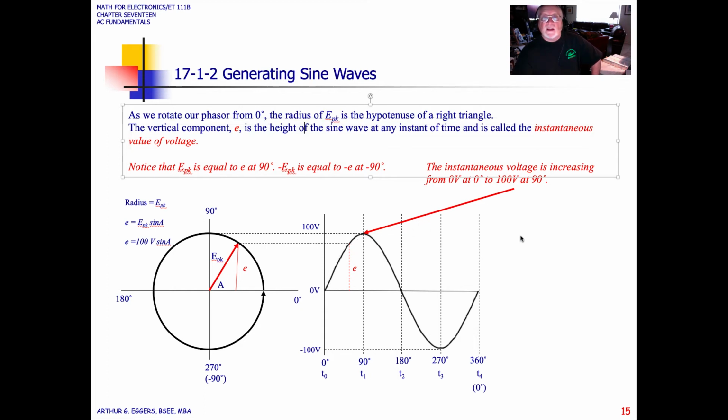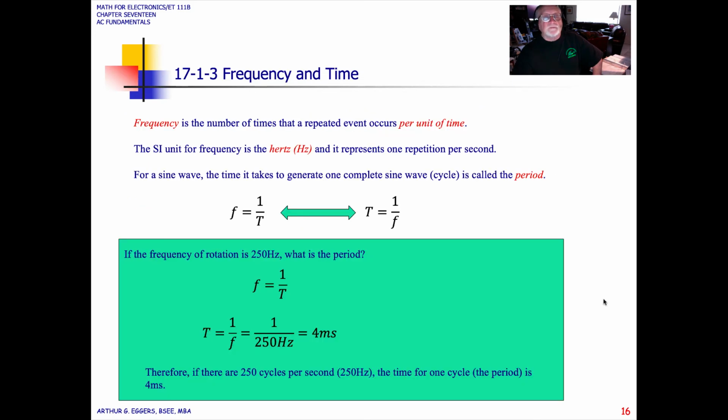You'll notice here that the instantaneous voltage is increasing from 0 to its maximum value, or 100 volts, at 90, and then it starts to decrease again. Then it goes negative. So notice that the voltage E peak is equal to E, the instantaneous value, at 90, and the negative value is negative E at minus 90. So it becomes a projection of, in this case, just the y-axis that becomes the instantaneous value.